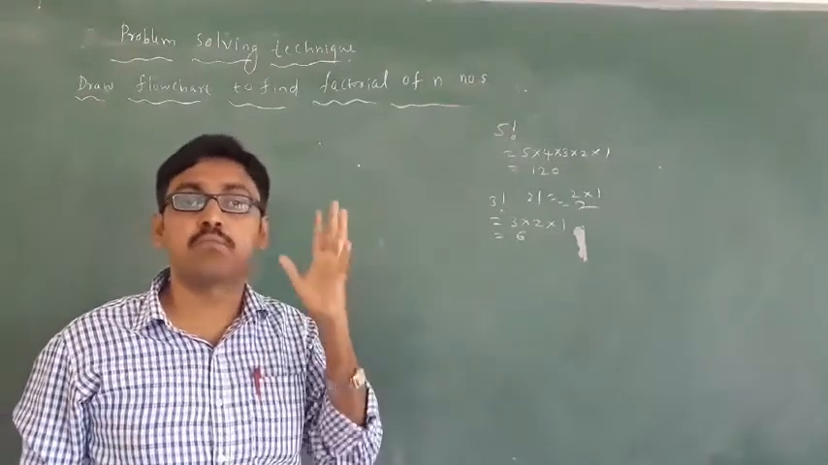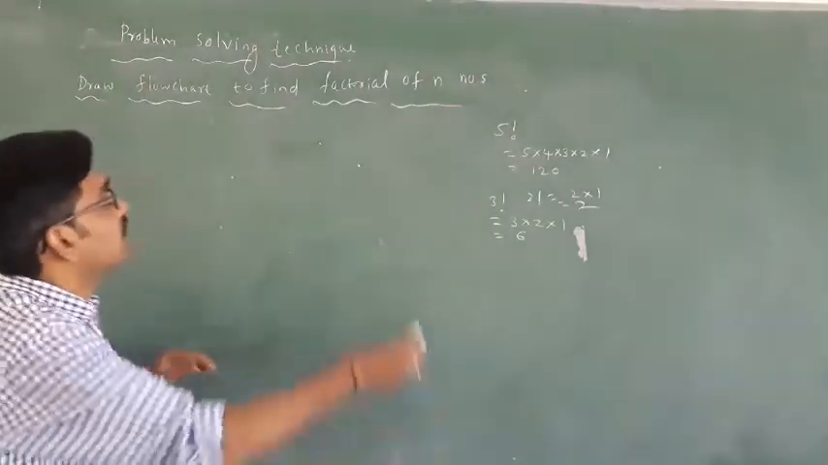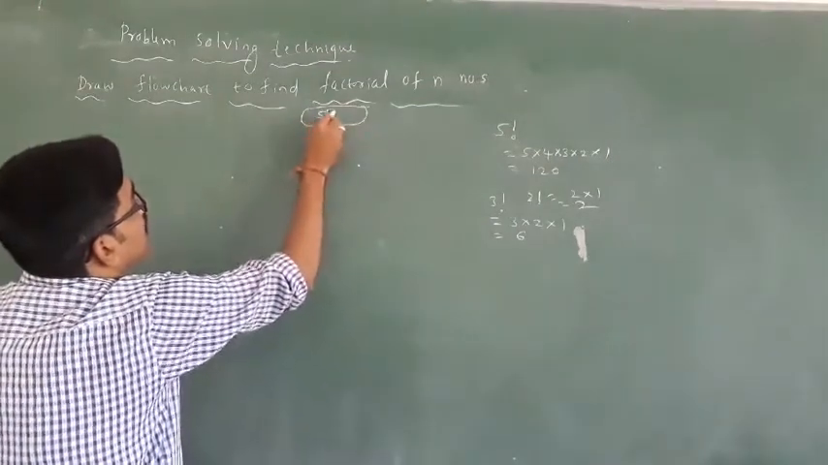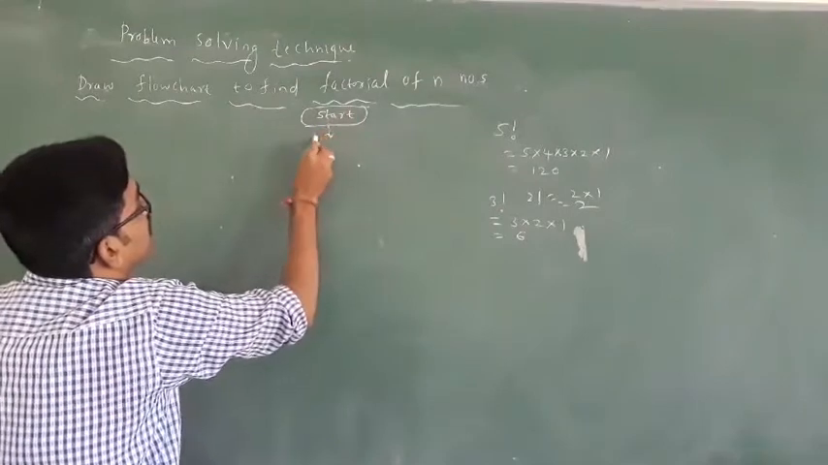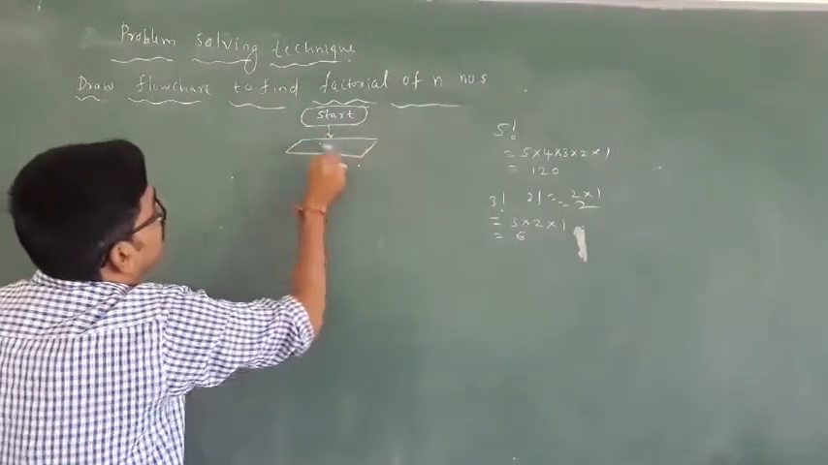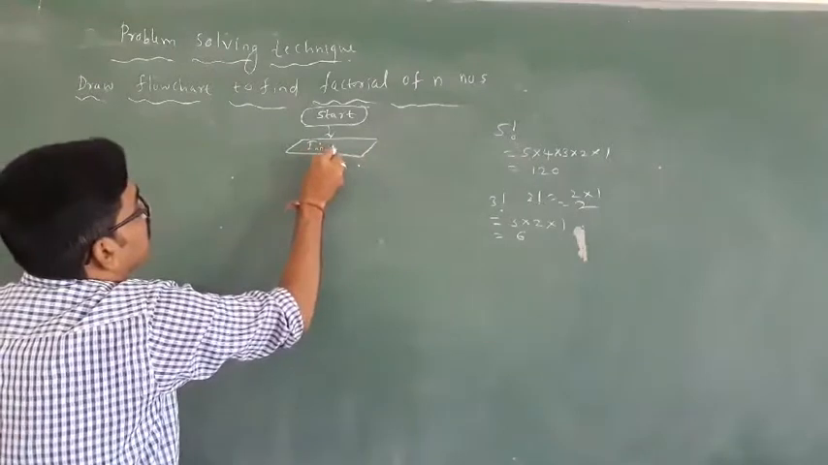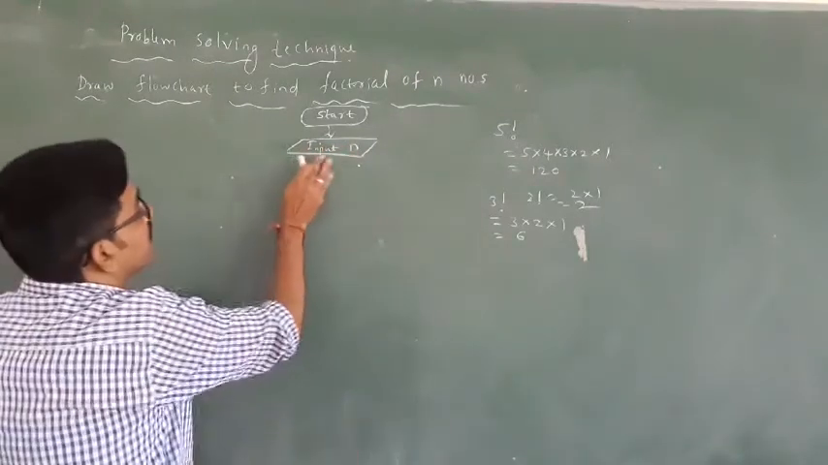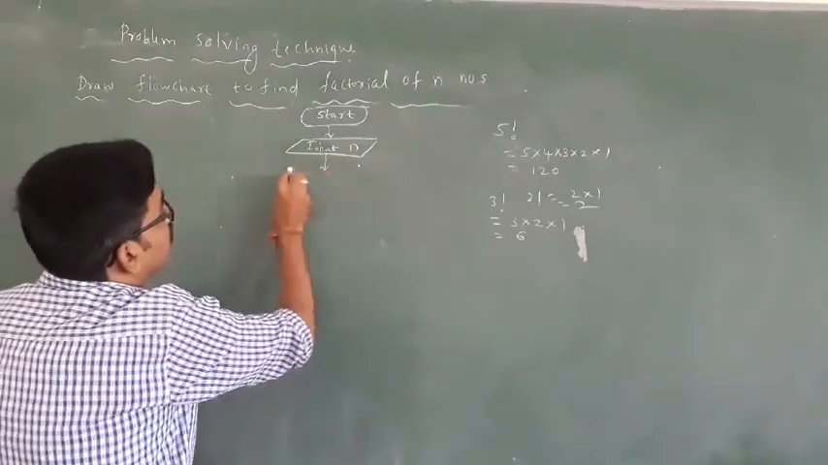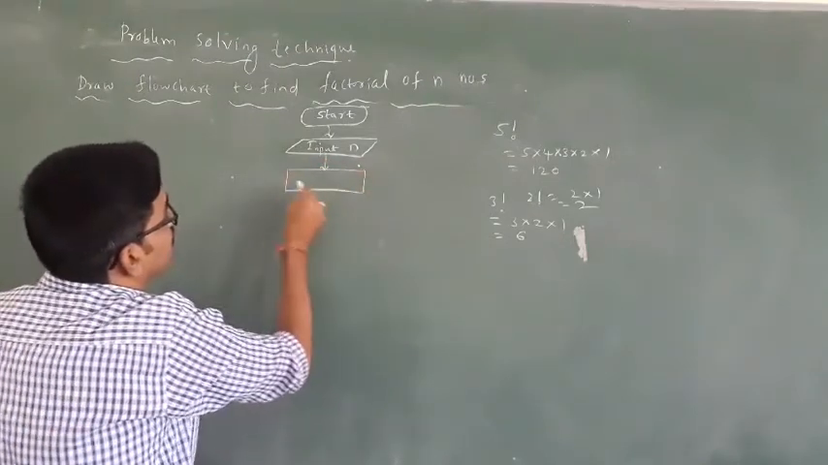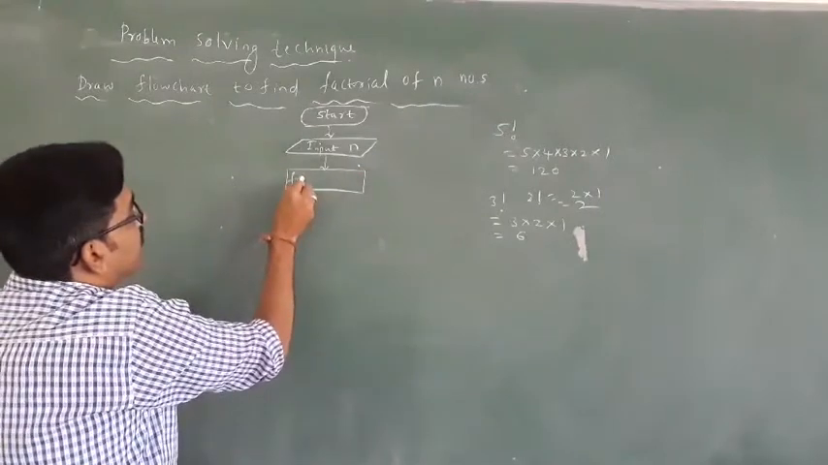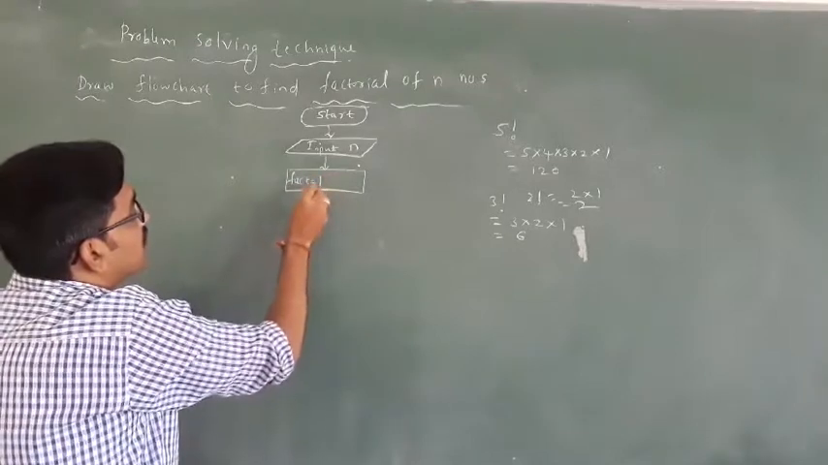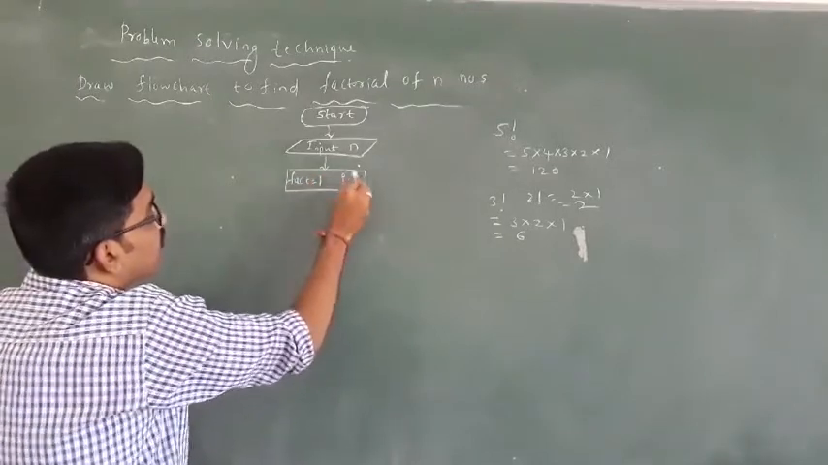Input: we want n numbers. Take input. I am taking input start, then input n. Now you first have to take fact, and fact will always start with 1. Then I equal to 1, you always take.